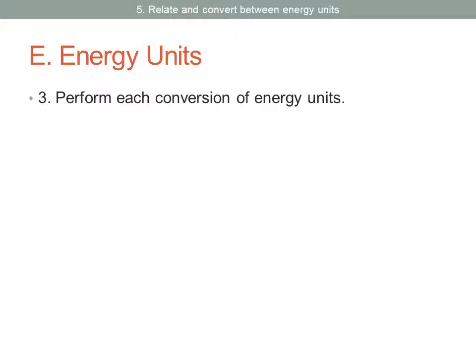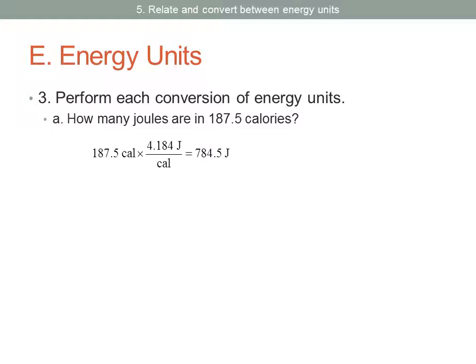Now we should be able to convert between any of these units of energy. So here are a few examples of that. First question, how many joules are in 187.5 calories? Notice that this is the lowercase letter c in calories, so this is just a normal calorie. To do this, we just want to use the conversion of 4.184 joules equals 1 calorie. Notice we want calories on the bottom so that it cancels with the unit that we're starting with. So calories would cancel, we would be left with joules.